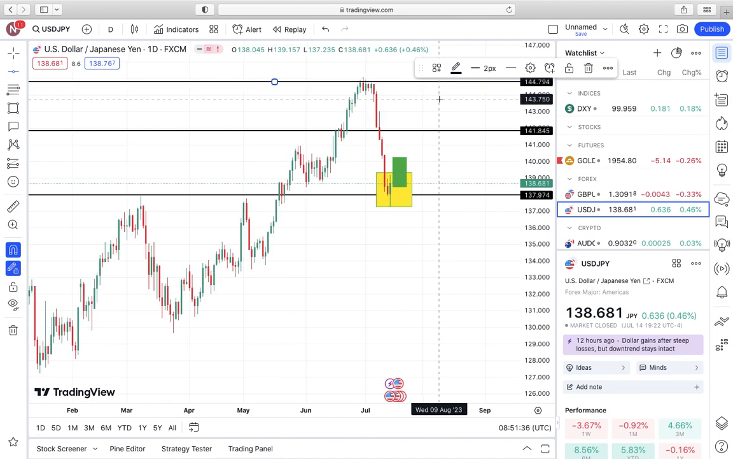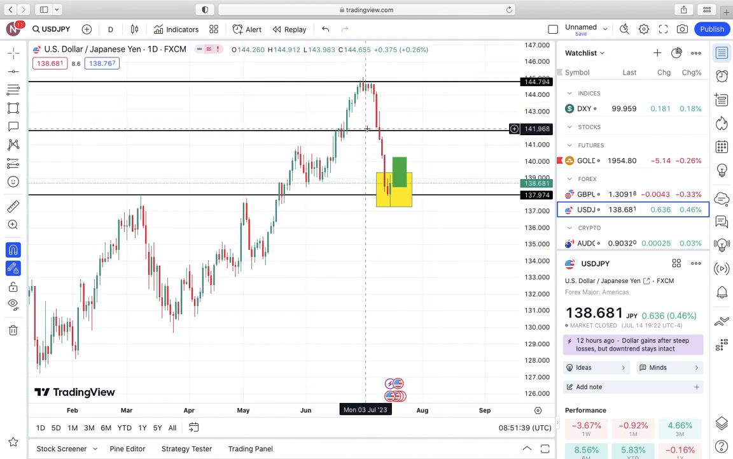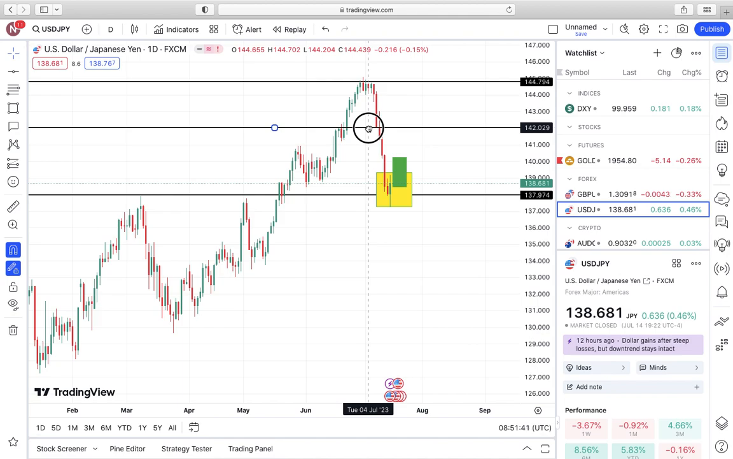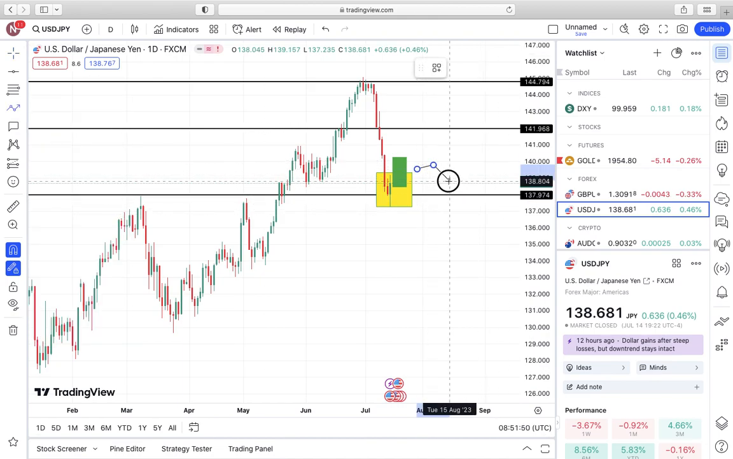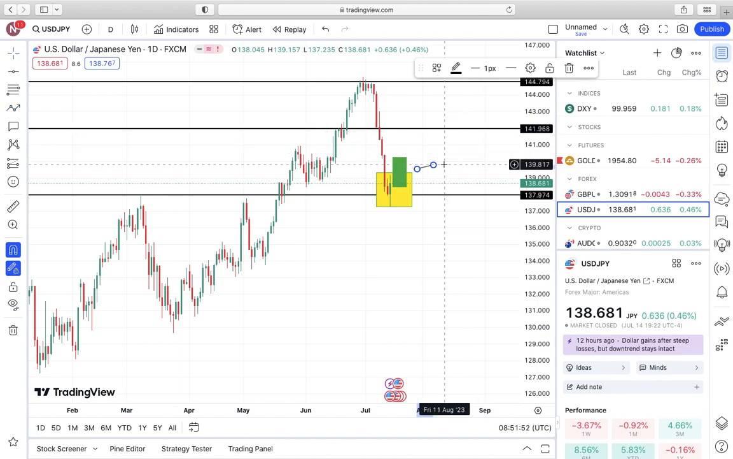And those lines must be put not at the wick, but at the body, at the end of that body, which means for me to come here and buy this market, I have to wait for that box to be broken, generally not actualized.